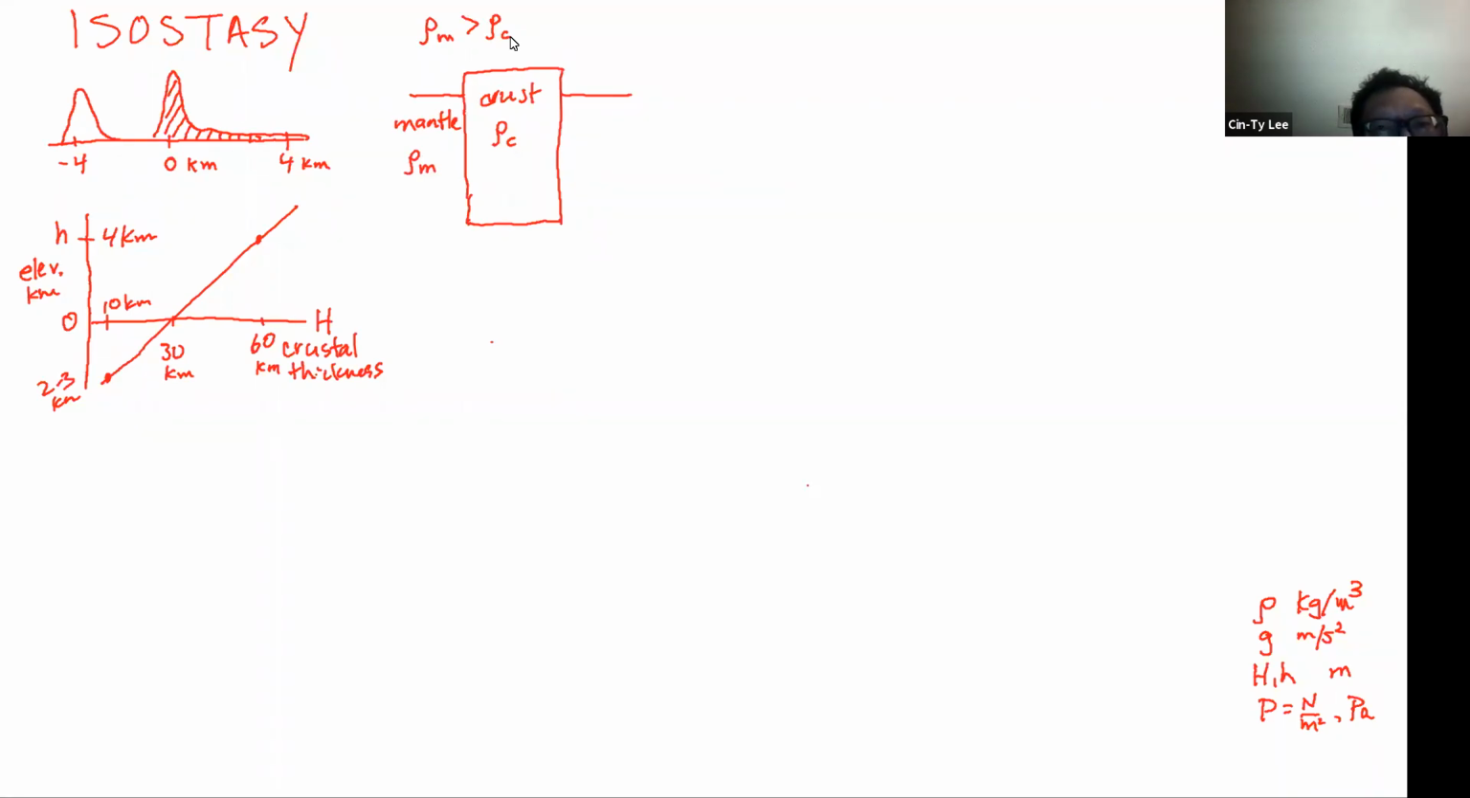It's all in the solid state, but if you wait long enough, for 100,000 years, it behaves like taffy, like a fluid. Okay, so it literally is floating on top. But why does it float? So to understand that, elevation is h, and the whole thickness right here is capital H. Okay. Now, to understand this, we have to think about pressure.